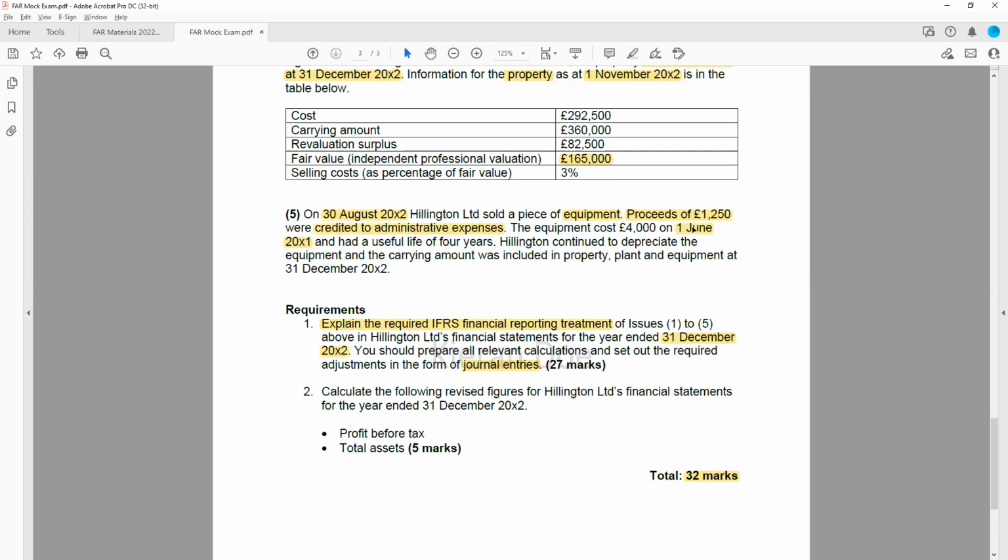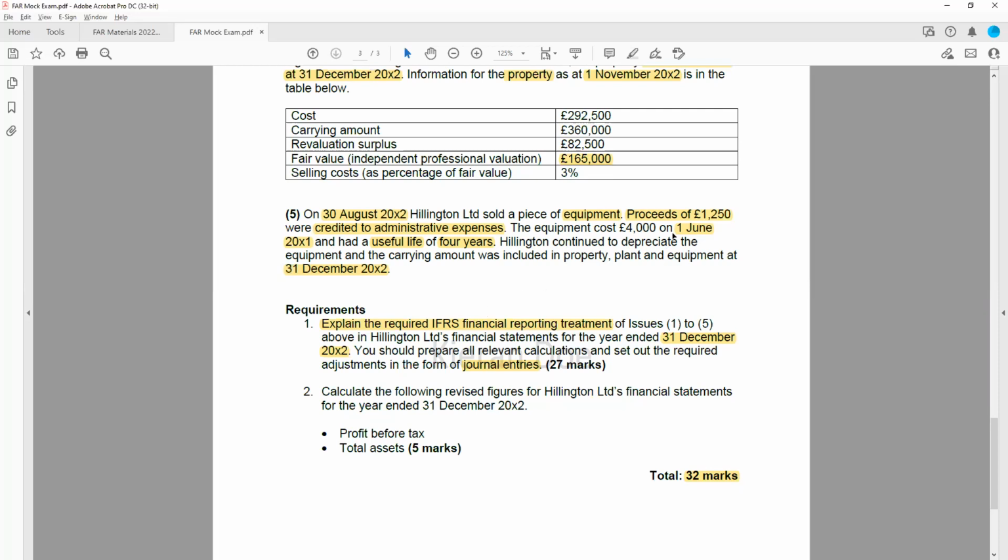So you can see this is going to be a bit more tricky with the dates. Had a useful life of 4 years. So again, they haven't just told us what the carrying amount is. We're going to have to work that out. They continue to depreciate the equipment, and the carrying amount was included in PPE at the year end. Well, that's not right because they sold it here. So that's definitely wrong. So we can definitely point out the treatment's wrong there.